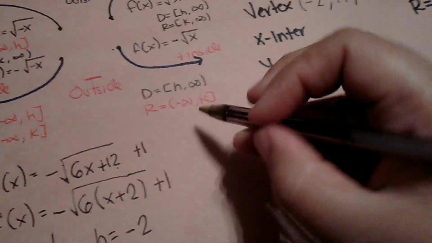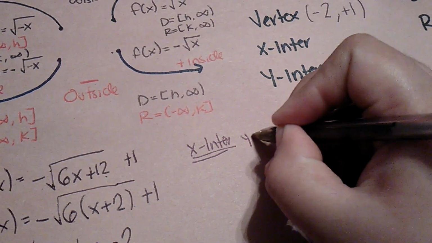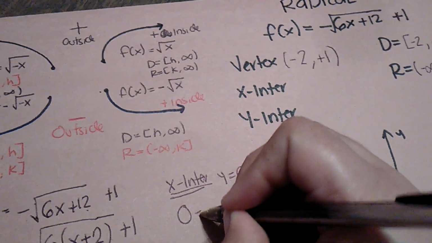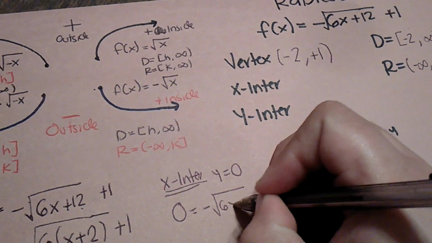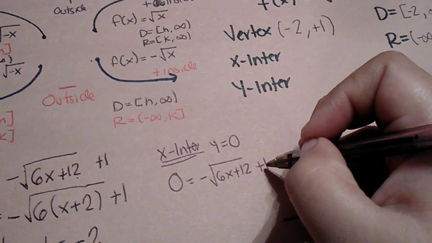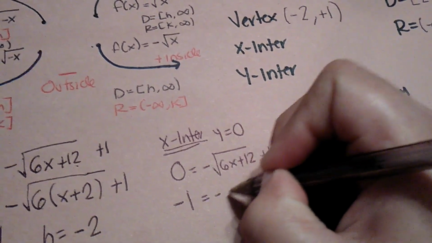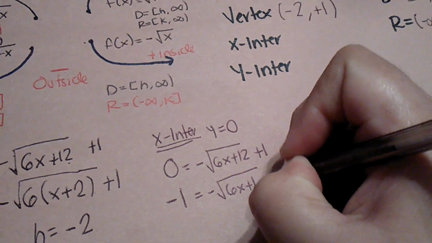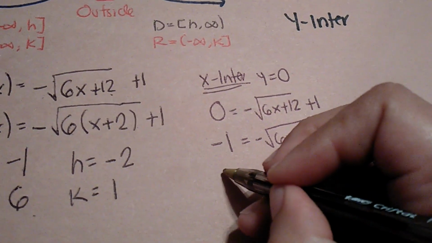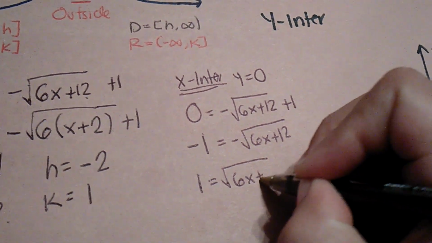So let's find the x-intercept. X-intercept is when y equals 0. So y equals 0, that means that f of x is 0, minus radical of 6x plus 12, plus 1. Here it's going to be plus 1. I need to move it, and it's going to be minus 1 equals minus radical of 6x plus 12. Then this minus is a minus 1. Minus 1 divided by minus 1, I just need to change the sign. It's going to be 1 equals radical of 6x plus 12.